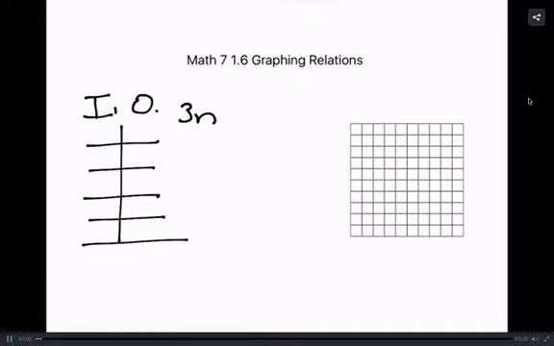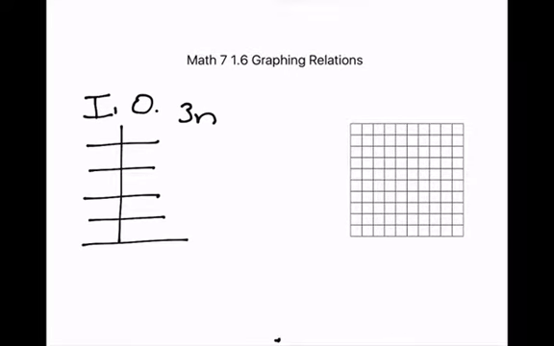In this lesson, we're going to take a look at how to graph relations. Let's start by making an input-output table for the relation 3n. So I'm going to start by having 1, 2, 3, 4, and 5. If I multiply these numbers by 3, 1 times 3 is 3, 2 times 3 is 6, 3 times 3 is 9, 4 times 3 is 12, and 5 times 3 is 15. I have now completed my table, and I can take this table now and make a graph out of it.